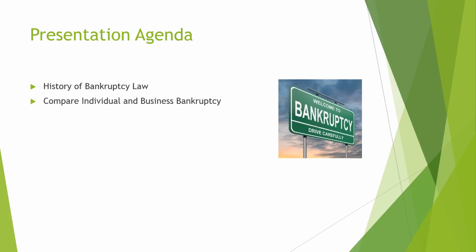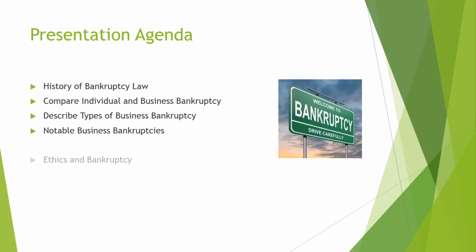We will compare individual and business bankruptcy. We're going to describe the types of business bankruptcy. There are a few different options for individuals as well as sole proprietors and corporations. We can pull up a few notable business bankruptcies from any of them that went through Chapter 7 all the way to Chapter 13. And then we have a slide that talks about some of the ethical implications of bankruptcy.